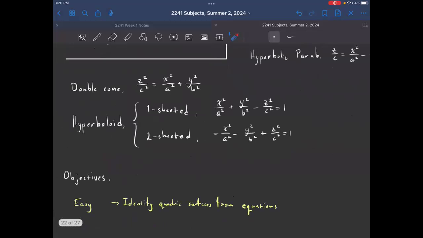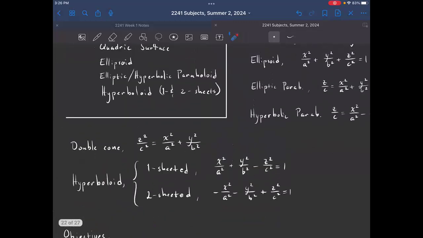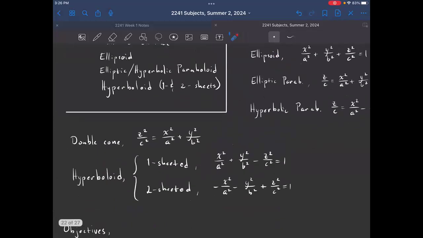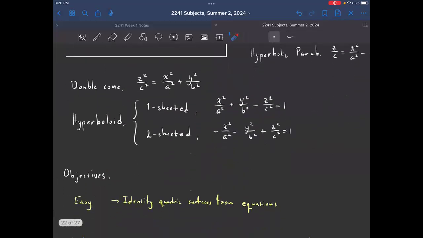All right, next up is the double cone. This one has the z squared as opposed to the regular z for the paraboloids. But the z is on the other side, like the paraboloids and unlike the ellipsoid. Okay. And then the hyperboloids, these are one-sheeted and two-sheeted. And again, we'll see pictures of those.